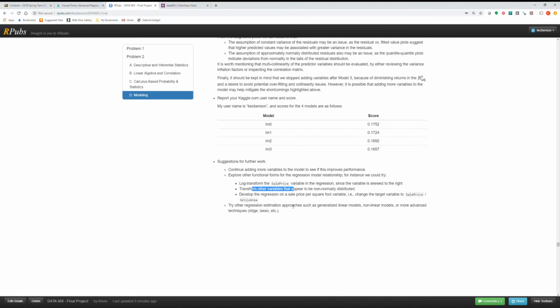And then finally, another idea for further work would be to explore other more advanced techniques, such as using generalized linear models or nonlinear models, or even techniques like ridge or lasso regression.